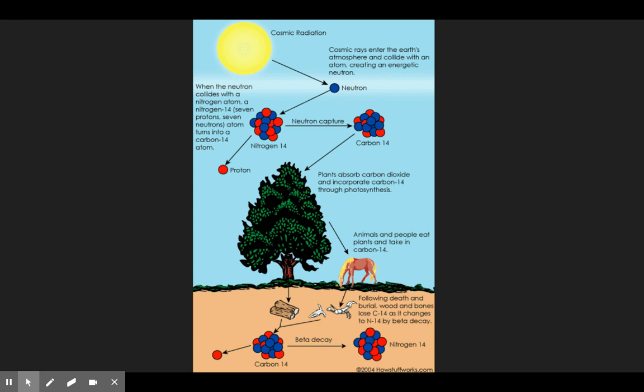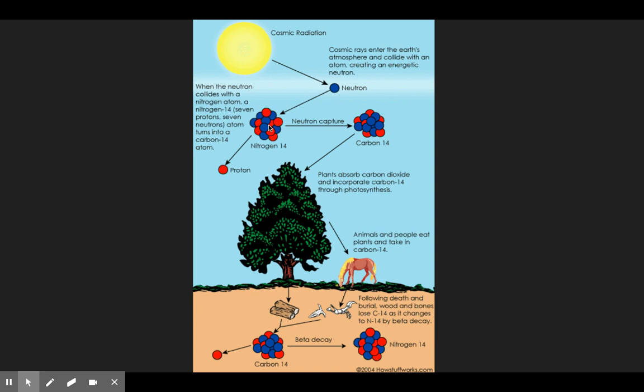So the formation of carbon-14 begins when cosmic radiation enters the Earth's atmosphere. When it enters the atmosphere, it collides with an atom and creates a second wave of energy in the form of an energetic neutron, which is this. Then the neutron goes on to collide with nitrogen atoms already present in the atmosphere.